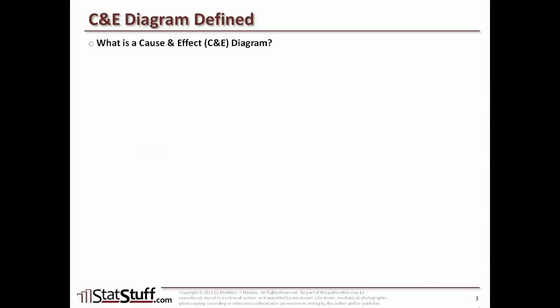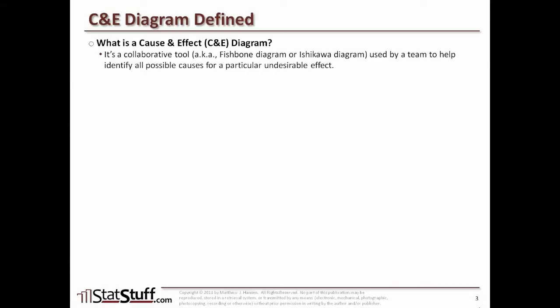Okay, now let's define and illustrate what the C&E diagram is. The cause and effect diagram, or the C&E diagram, is a collaborative tool that's also known as the fishbone diagram or Ishikawa diagram. It's that collaborative tool that we use with the team to help identify all the potential causes that lead to a particular undesirable effect or some sort of symptom that you're trying to solve.